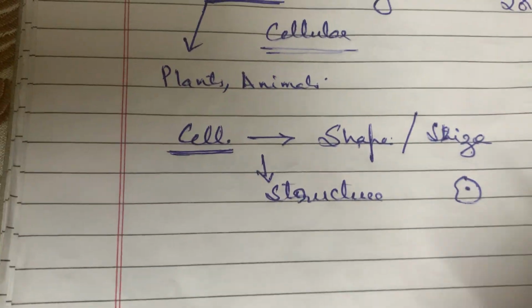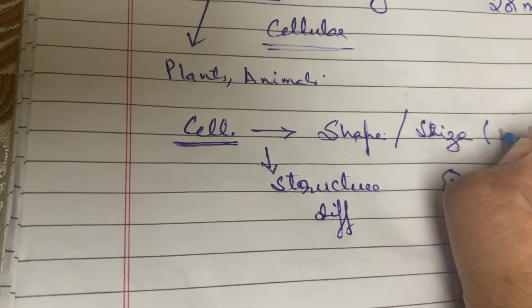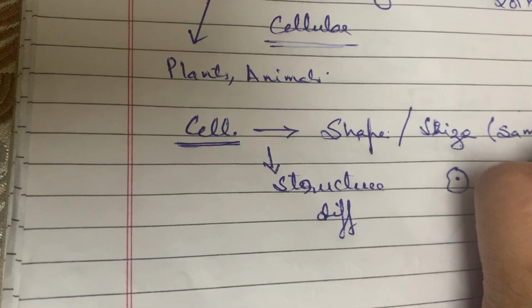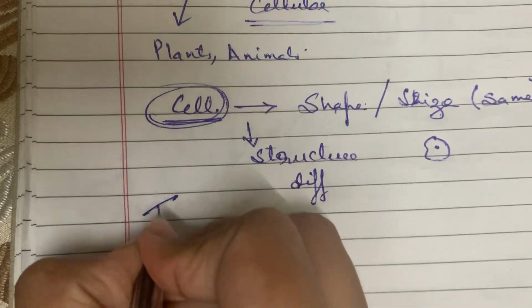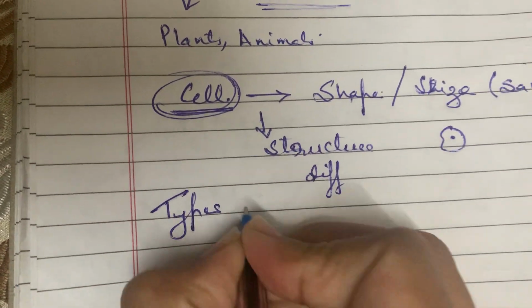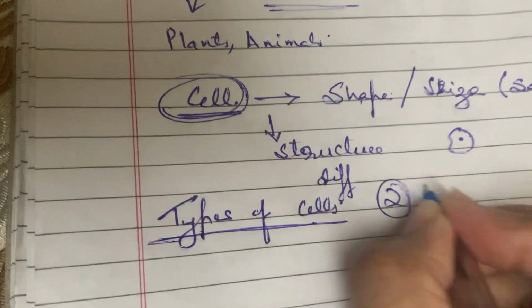That is what is there. The structure is different for a cell, whereas the shape and size of the cell are the same. Most of the cells are the same. So let's classify the types of cells, is what we are going to study about. Types of cells we are studying. There are basically two types of cells given to us.